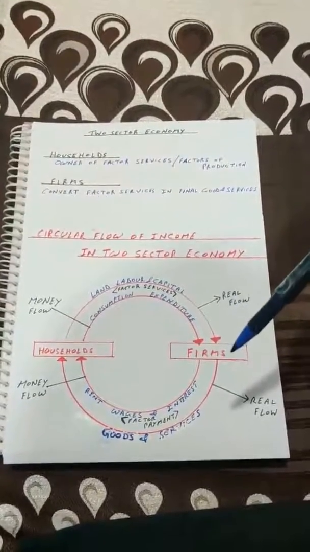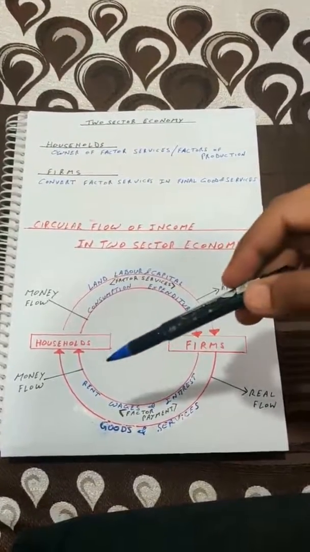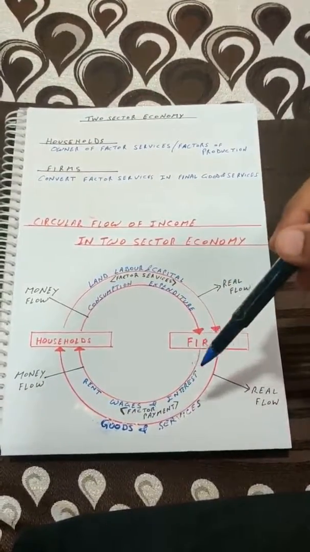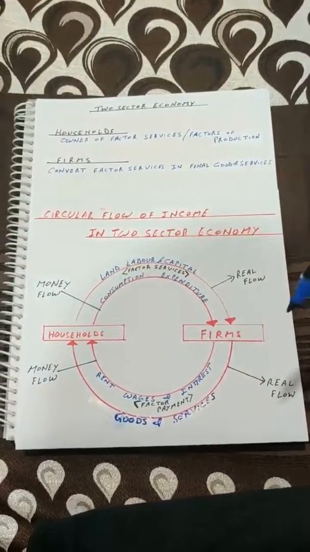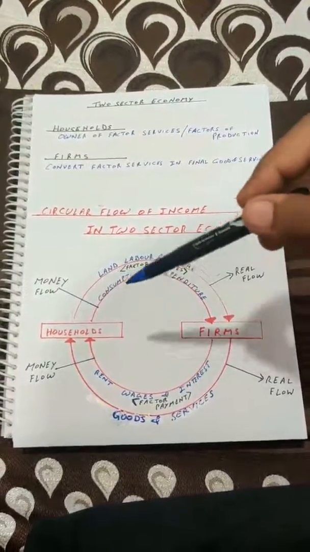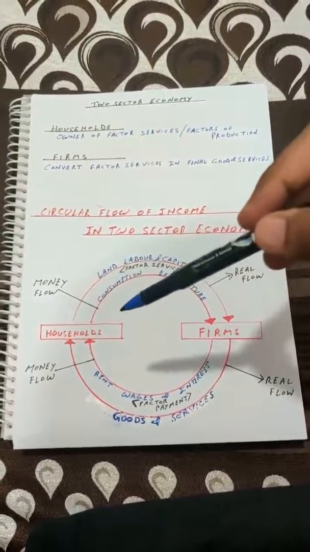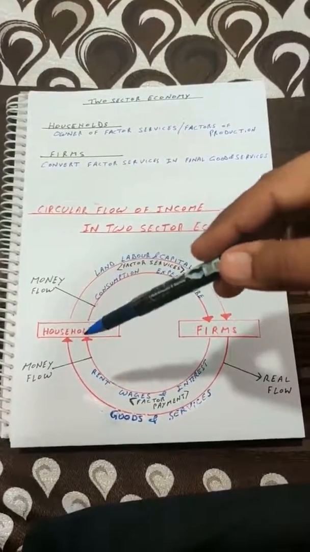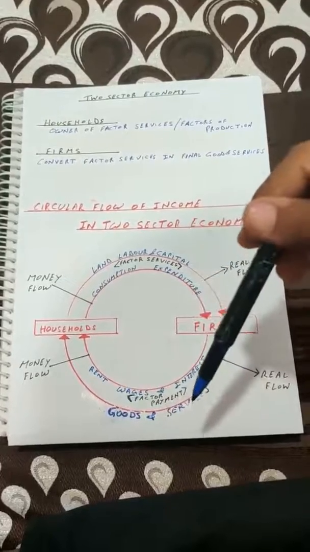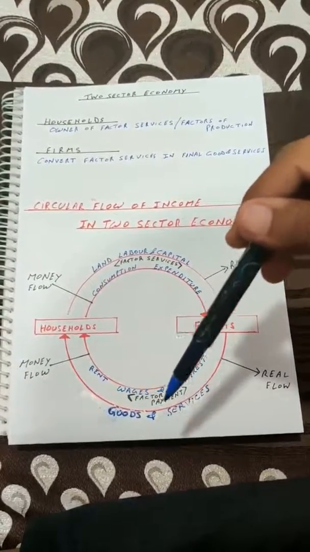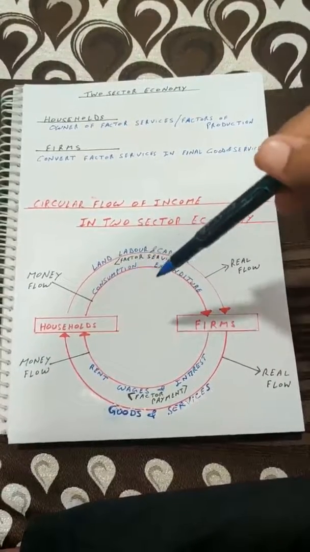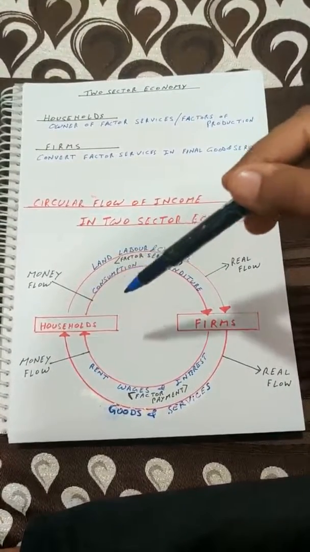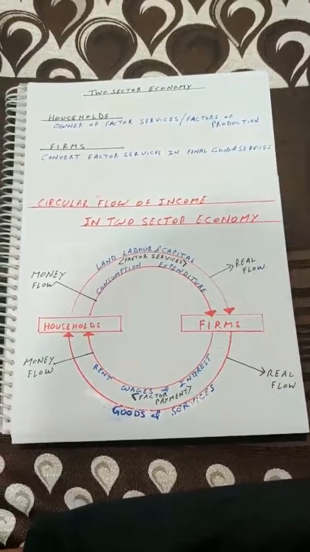Now when firms provide money in the form of rent, wages, and interest to the households, households also provide some money to the firms in the form of consumption expenditure. Households consume goods and services, so against that consumption they provide money to the firms. That is known as consumption expenditure, or spending on consumption.